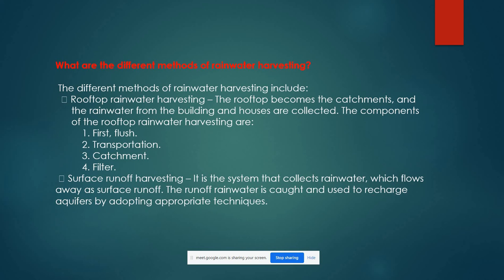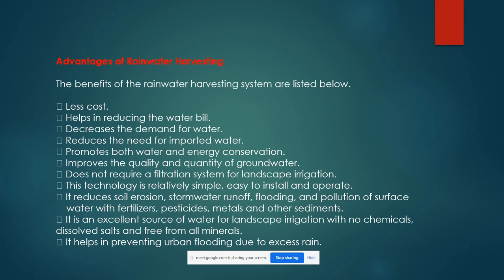Yes. What are the different methods of rainwater harvesting? The different methods of rainwater harvesting include rooftop rainwater harvesting. The rooftop becomes the catchment and the rainwater from the buildings and houses is collected. The components of rooftop rainwater harvesting are first flush and transportation, catchment, filter.